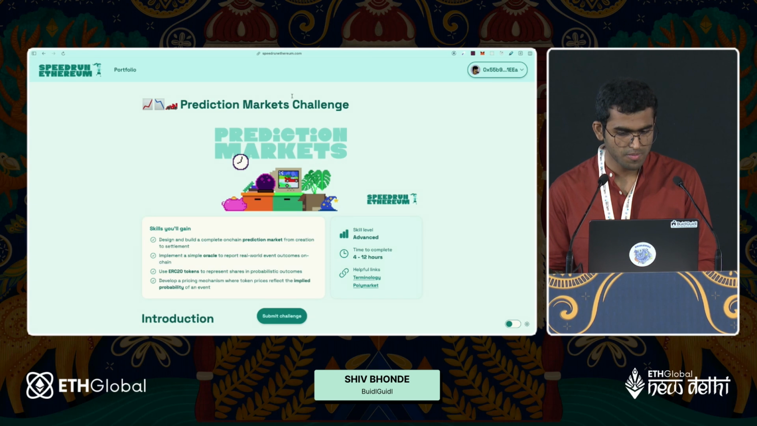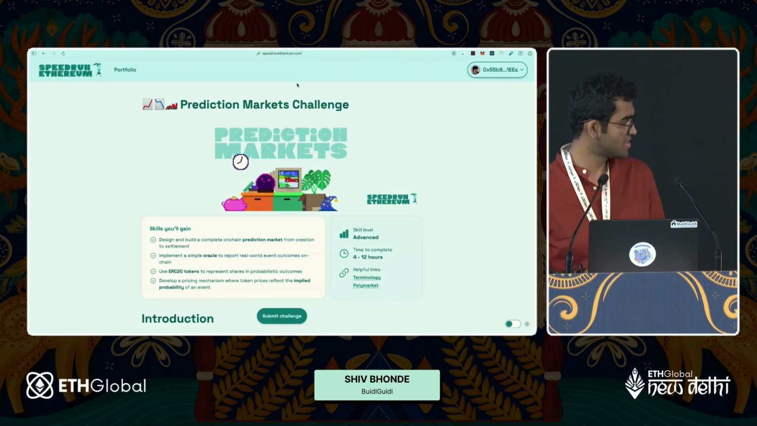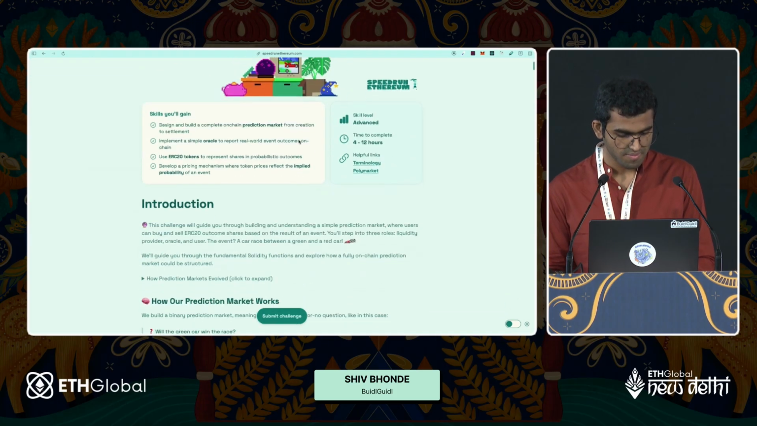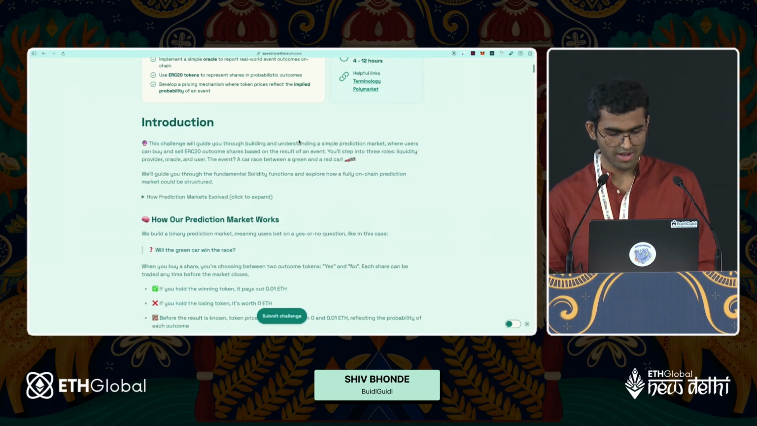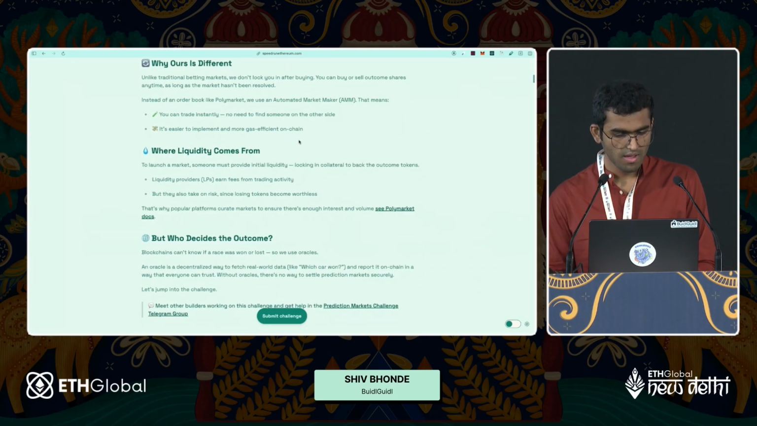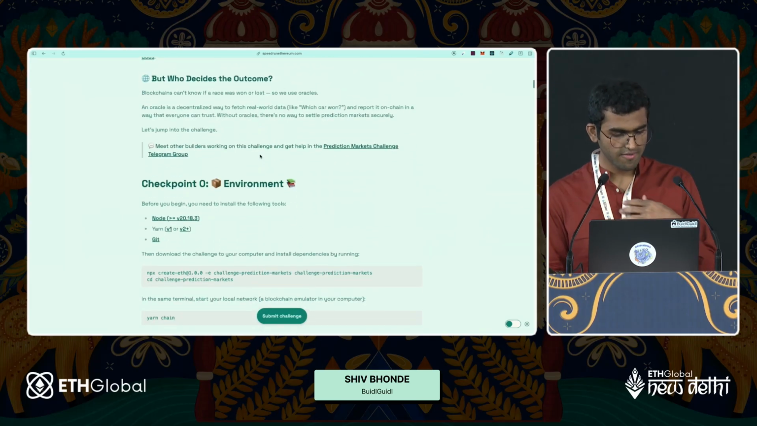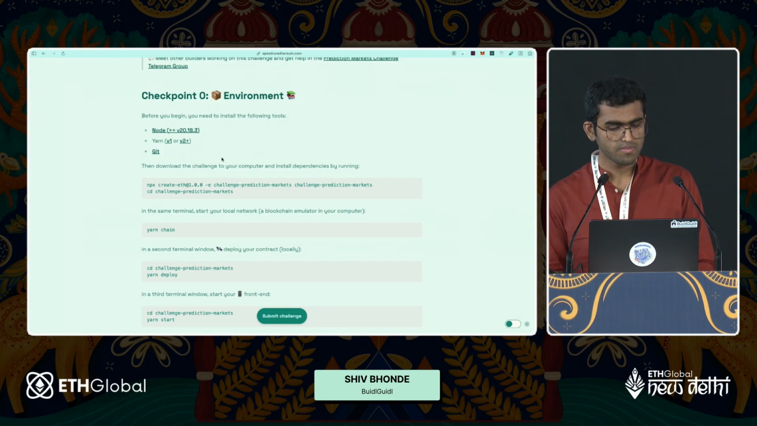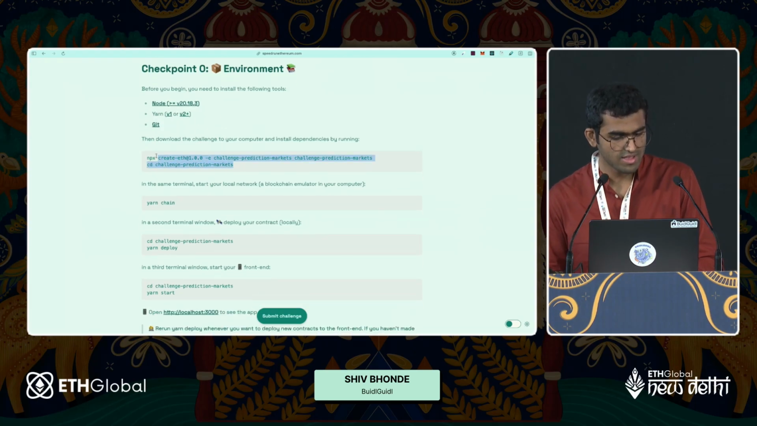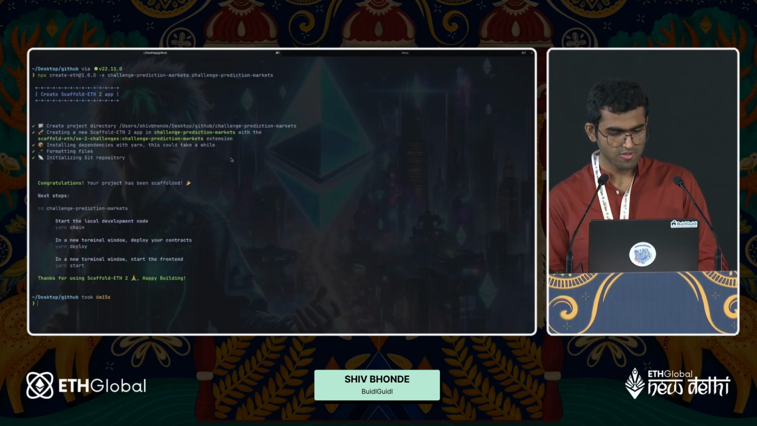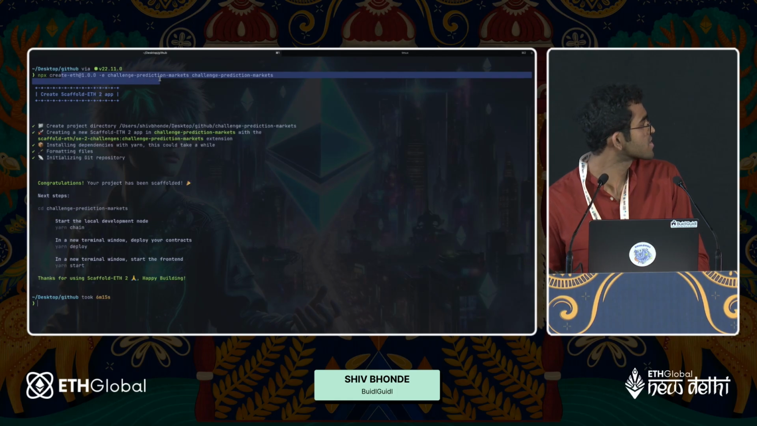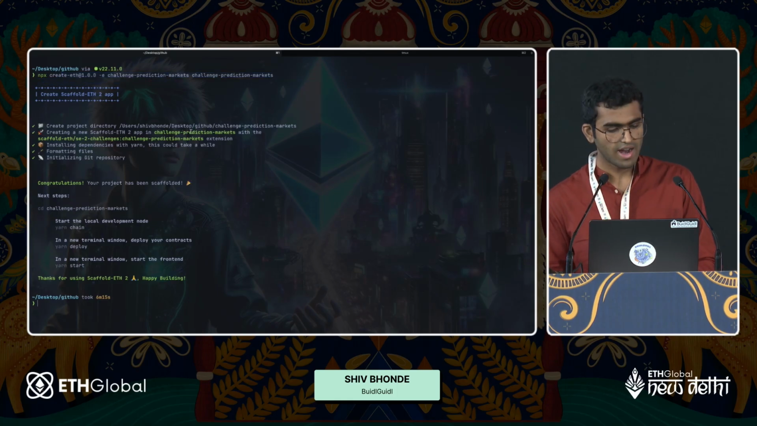And yeah, let's go through how the setup of the challenge looks. So if you go to speedrunethereum.com and go to challenge 7, which is a prediction market, I already did some steps. It gives you a nice introduction about what a prediction market is, where liquidity comes from, and we'll also go through this during the workshop. So just to be quick on time, I already ran these challenge setup steps, like npx create-eth prediction market, and it scaffolded a challenge for me.